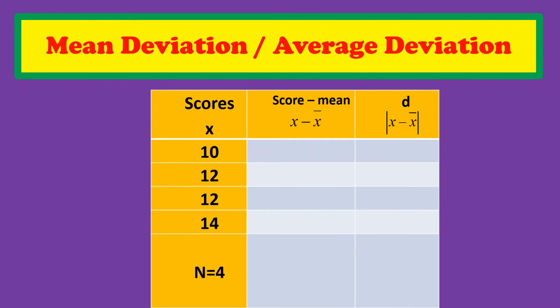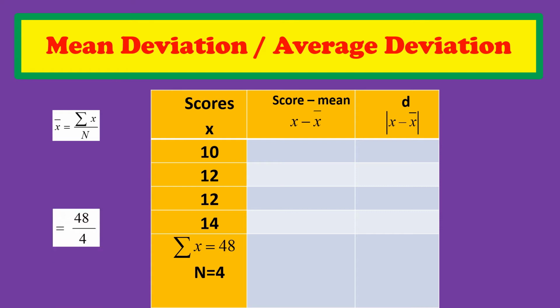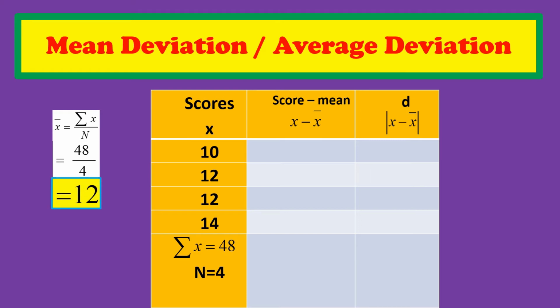We're now ready to find the mean deviation or average deviation. First, we find summation of x, and summation of x is 48. How do we find 48? We add all the scores, 10 plus 12 plus 12 plus 14, and that is equal to 48. We have n is 4. We will find the mean. What is the formula in finding the mean? Summation of x over n. What is summation of x? That is 48. What is n? 4. 48 divided by 4 is 12, so our mean is 12.